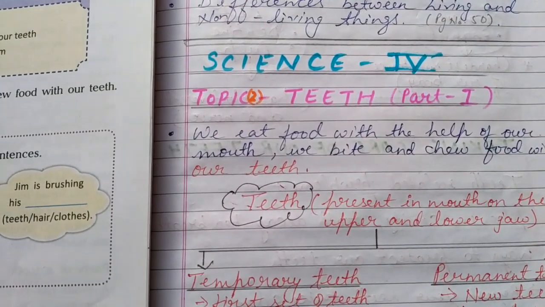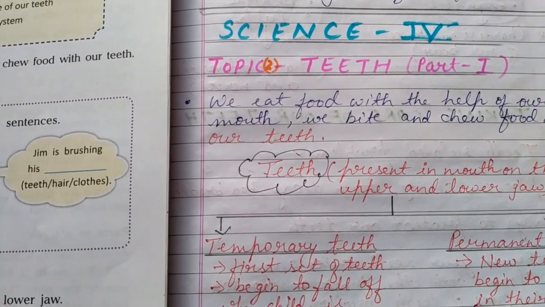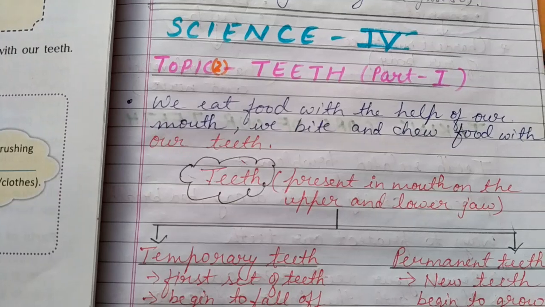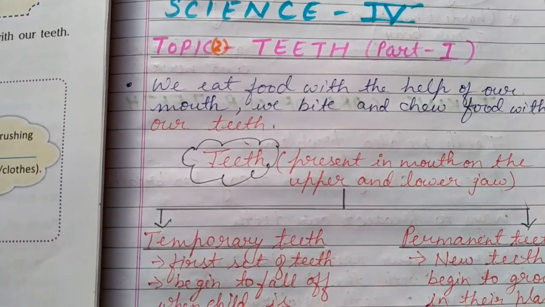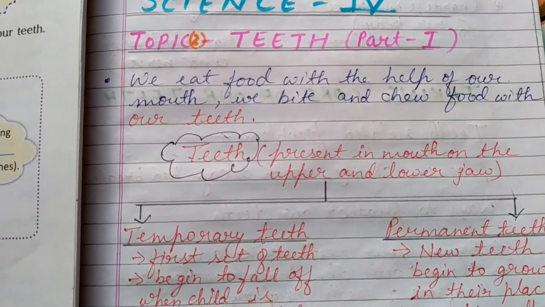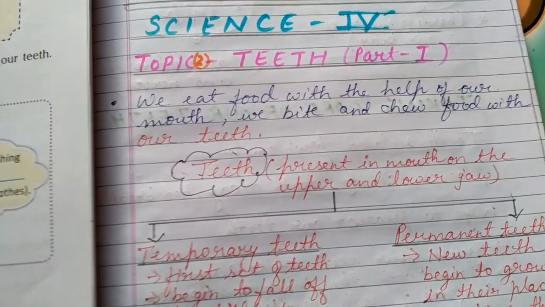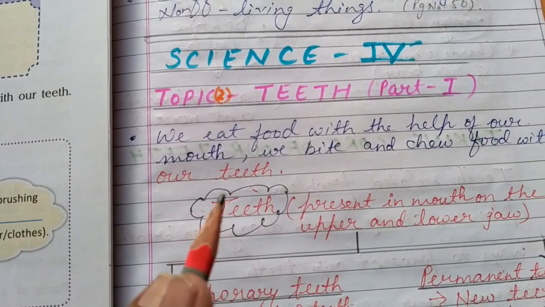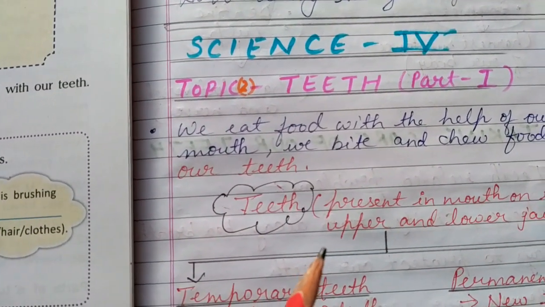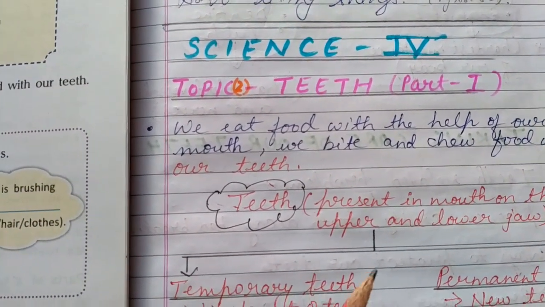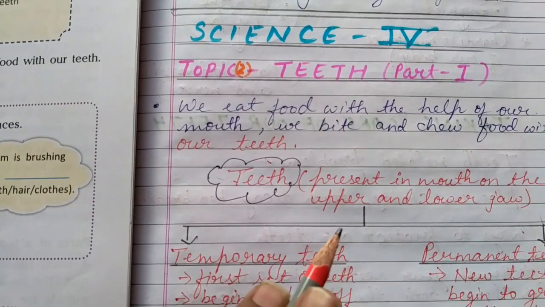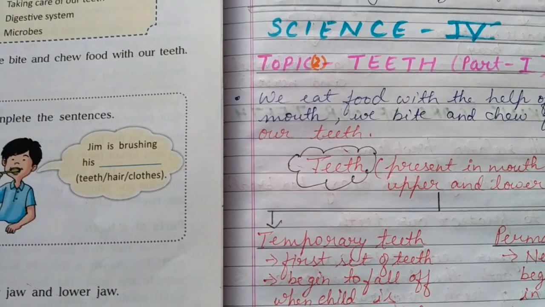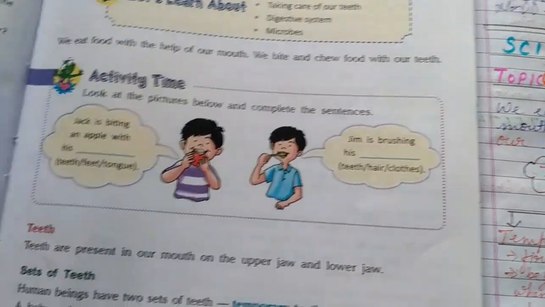You all know we human beings have teeth. They are present in our mouth. Okay, we eat food with the help of our mouth, and we bite and chew food with our teeth. What is the function of teeth? Teeth help us to eat, to bite and to chew our food properly, and they are present in our mouth. So some new things about our teeth we are going to study in this chapter.